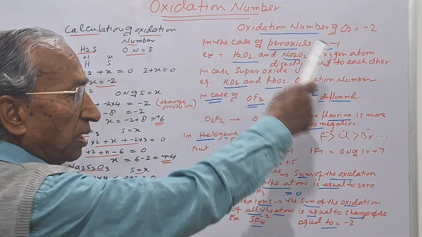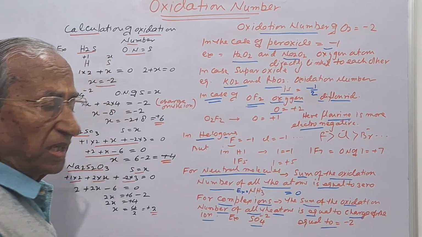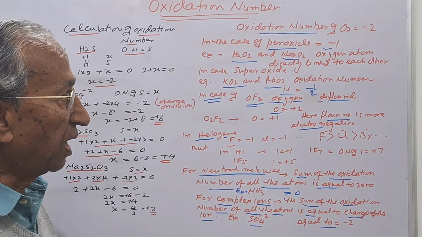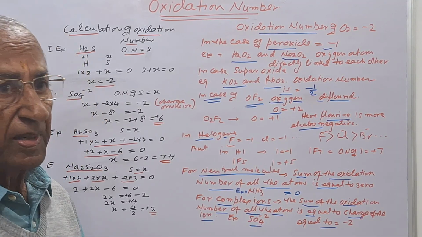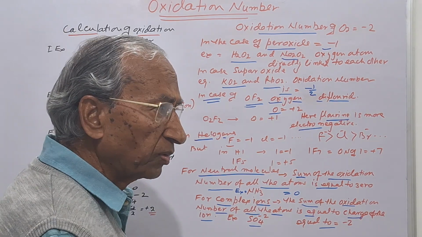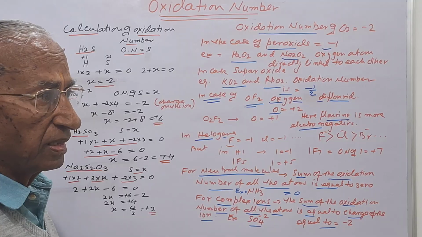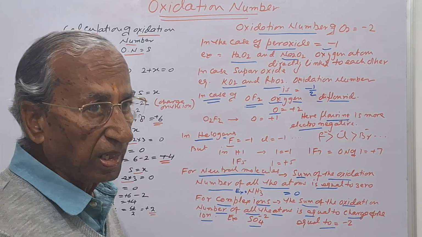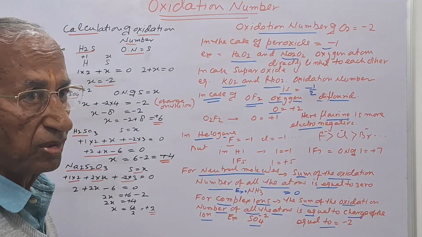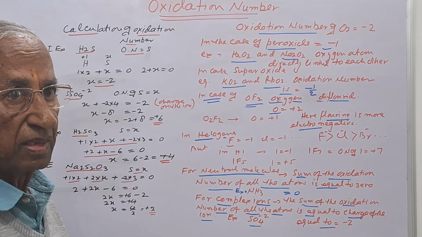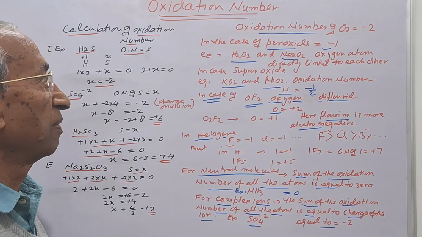You see, oxidation number, in the case of the molecules and in the case of the ions, depends upon the electronegativity. The more electronegative atoms have a negative oxidation number, while the less electronegative atoms have the oxidation number in the form of plus.